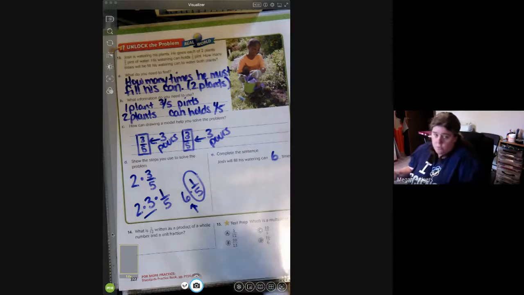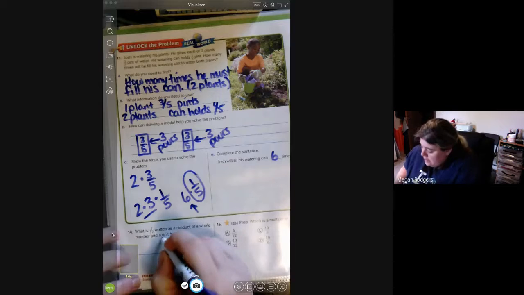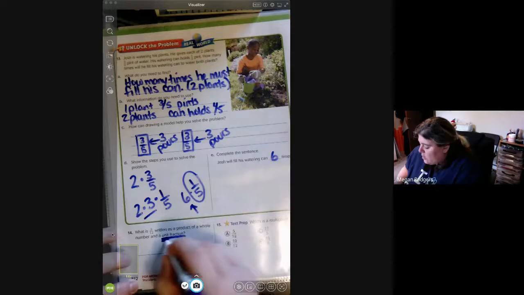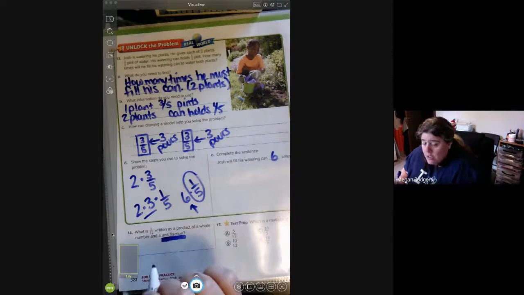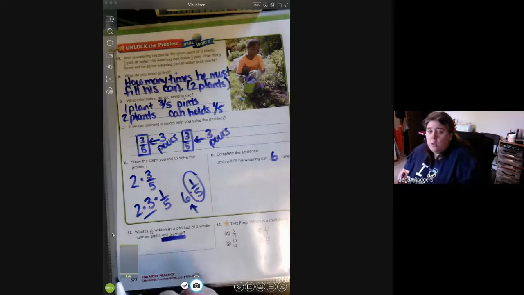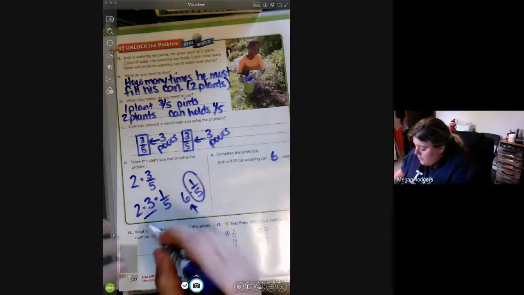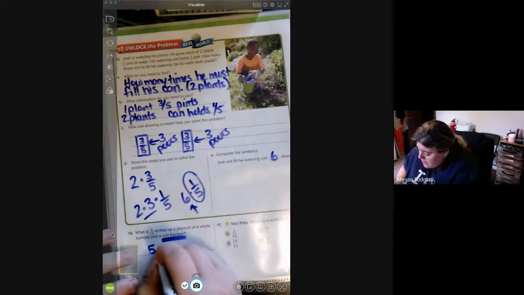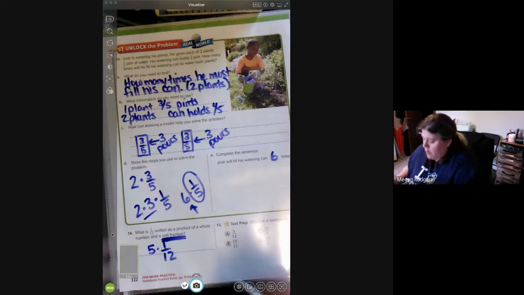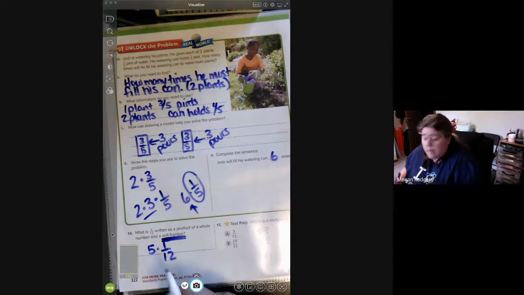All right, so for number 14, this word here that's saying a unit fraction is important. Because remember when it's asking you about a unit fraction, that means you must have a 1 in the numerator. So 5/12, this is kind of review from last week, means we have 5 times 1/12. That's all I wanted you to do on that.